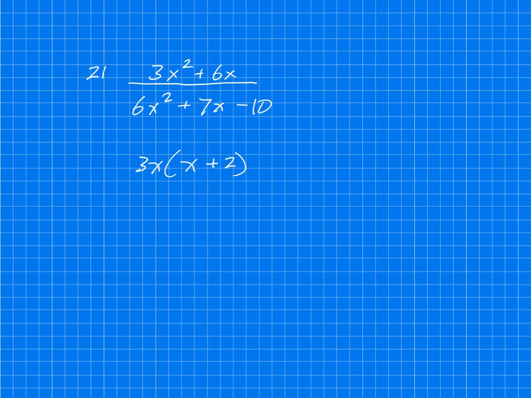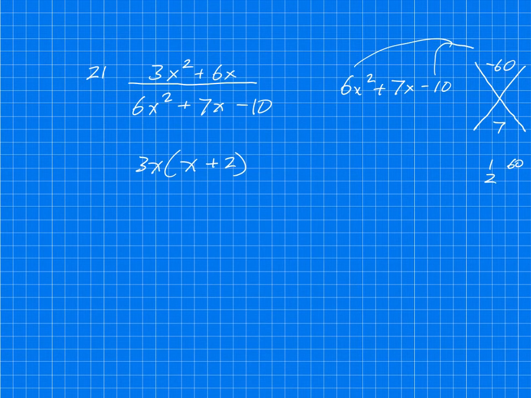This is a little bit more work here, as we got the 6x squared plus the 7x minus 10, and we're going to have to split that middle term. There's no greatest common factor either to get out of here, so we're stuck with what we have. The 6 times the negative 10 gives me a negative 60, and then my middle term is going to be that 7. So two numbers that multiply to negative 60 and add up to a positive 7. So again, if you get stuck, let's think about all the ways that we can multiply to get 60 and see which one has a difference of 7.